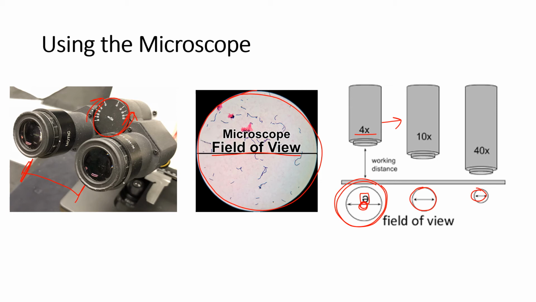Because if the object is over to the side, then when you get a smaller field of view, that object may be outside your field of view. So always use those stage adjustment knobs to keep whatever object you're looking at in the center so that you know as your field of view gets smaller, you will still be able to see that object.